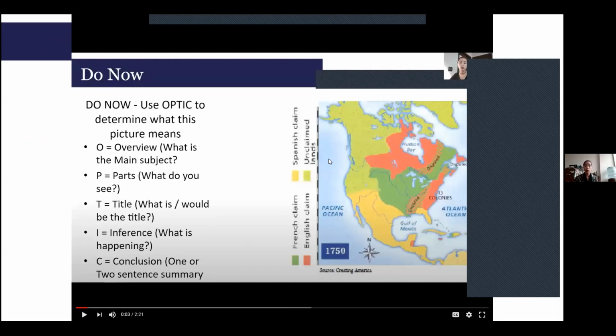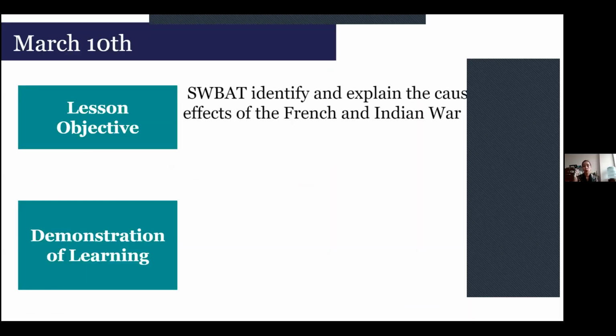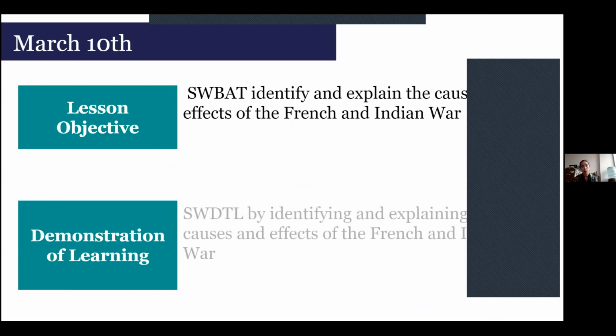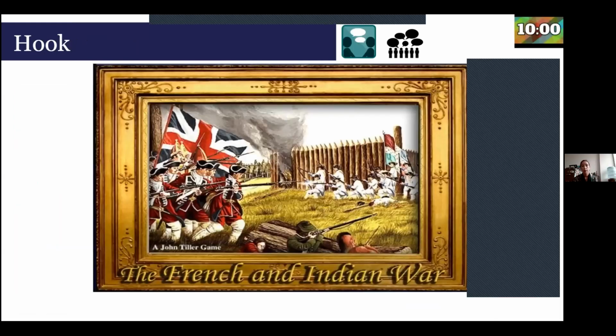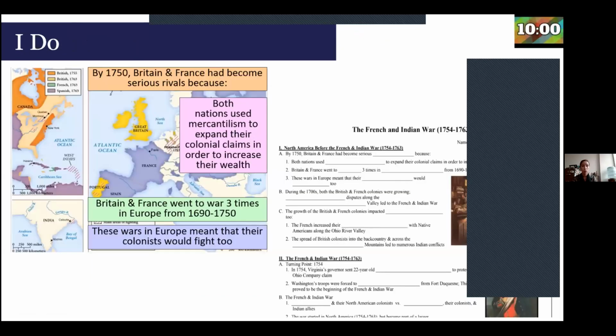So give them the do now, talk them over the do now, and then you would pull up the objective, go over that, go over the DOL, and here's the video. And the video would be where you could pause it, ask them the questions, in this case about the French and Indian War, and then here would come the actual I do piece of the lesson. So you could put it up, read through one question, think aloud. By 1750, Britain and France had become serious, what? Serious rivals because, and you walk them through the first 2 or 3, and then you get any questions, correct any misconceptions, and just release it to them.